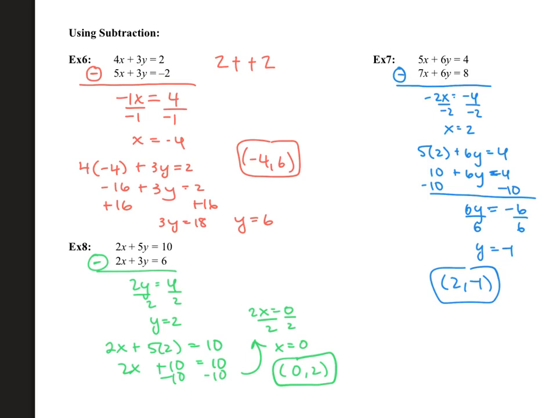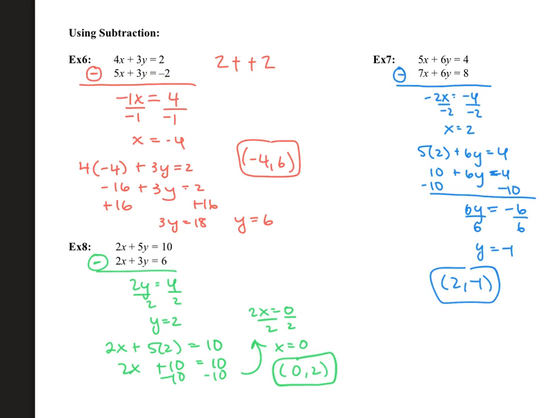And then on example 8, 2x minus 2x is going to eliminate. 5y minus 3y is going to be 2y. 10 minus 6 is going to be 4. Divide both sides by 2, I get y equals 2. I plugged that into the top equation, so 2x plus 5 times 2 is 10. So I'm going to subtract 10 from both sides, and so then I brought that over here. So my new equation says 2x equals 0. Divide both sides by 2. Remember, 0 divided by anything is 0. And so x equals 0, and my point of intersection is 0, comma 2.